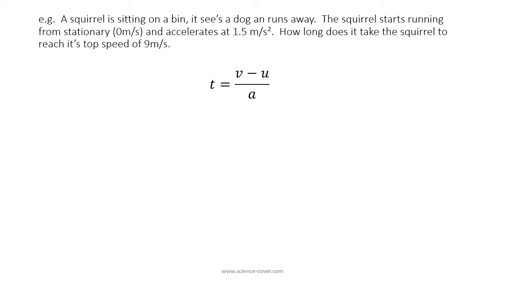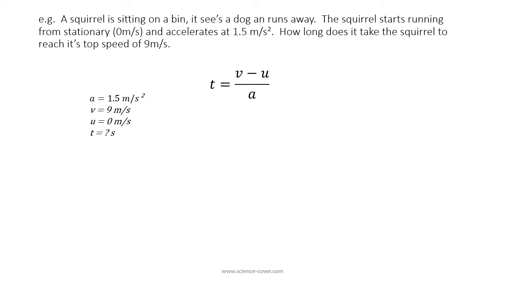So in this question, we're looking for a time. And the time is equal to v minus u over a. We're told that the acceleration of the squirrel is 1.5 meters per second squared, and that the initial speed of the squirrel is 0, stationary, and that it reaches a top speed, final speed, of 9 meters per second.